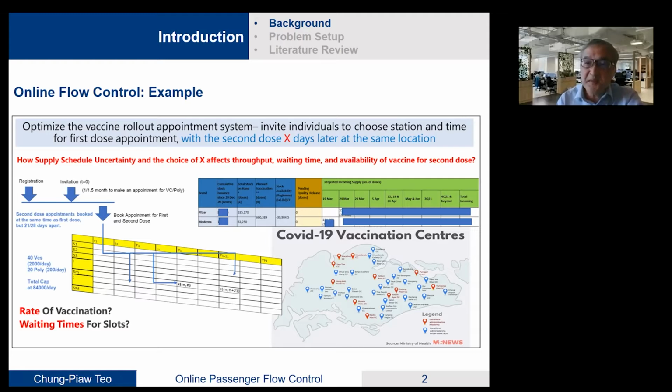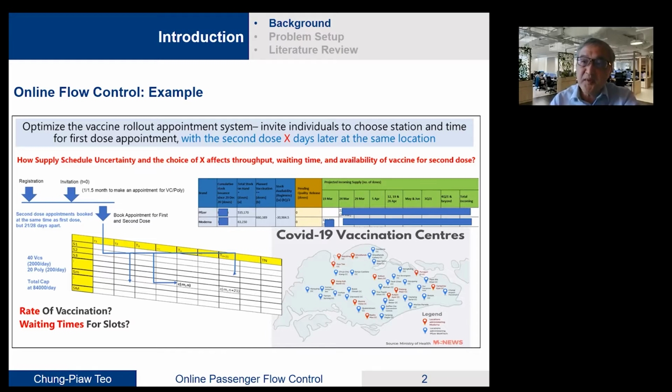If you invite too many people to come for the first dose, these people may use up all the available vaccines. And if there are any disruptions to the supply, a lot of people will not be able to get their second dose vaccination. So the challenge is to deal with these operational constraints, and yet the goal is to maximize the rate of vaccination. There's a national agenda to get as many citizens vaccinated, finishing their second dose, in as short a time as possible. So that was the gist of this problem, and the ministry was essentially looking at this as an online flow control problem. Online in the sense that almost every week they will review the status.